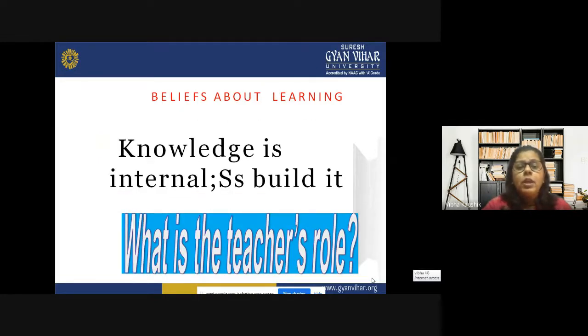Belief about learning. Knowledge is internal. Students build it. What is the teacher's role? The teacher's role is to facilitate, to guide, to supervise the learning of the learners.